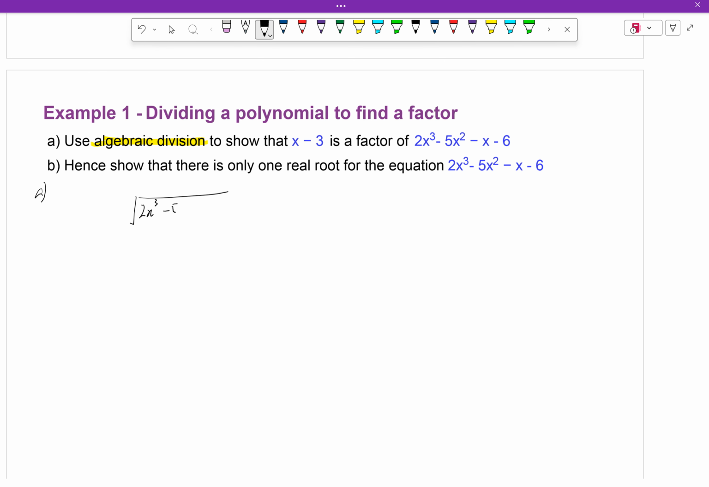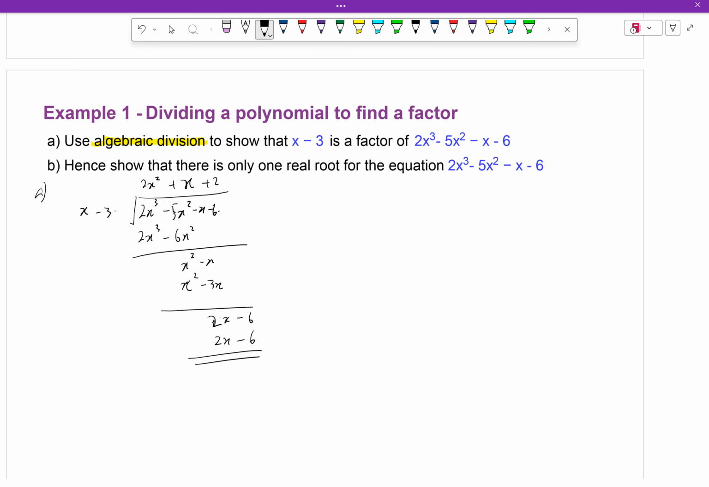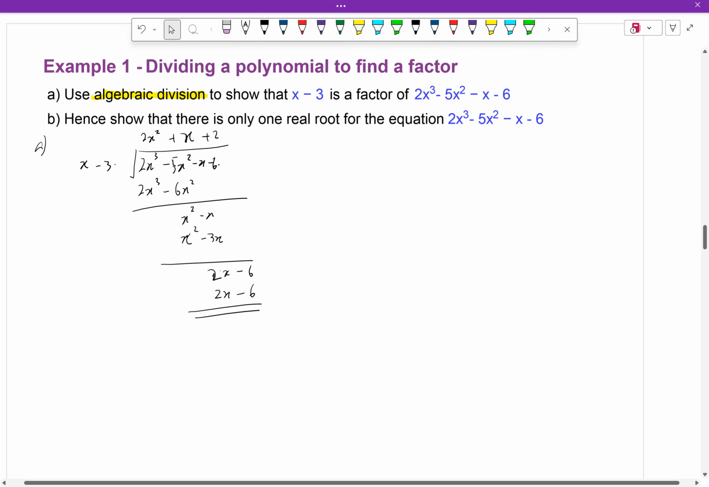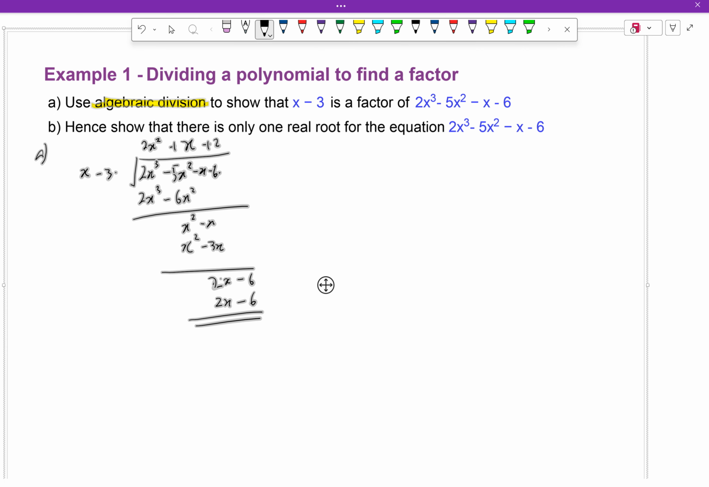So we've got 2x cubed minus 5x squared minus x minus 6. So that results in 2x cubed minus x squared. So x squared minus x plus 1. Plus x, not 1. That results in 2x minus 6 plus 2. 2x 6 and done. So since this is enough, okay.